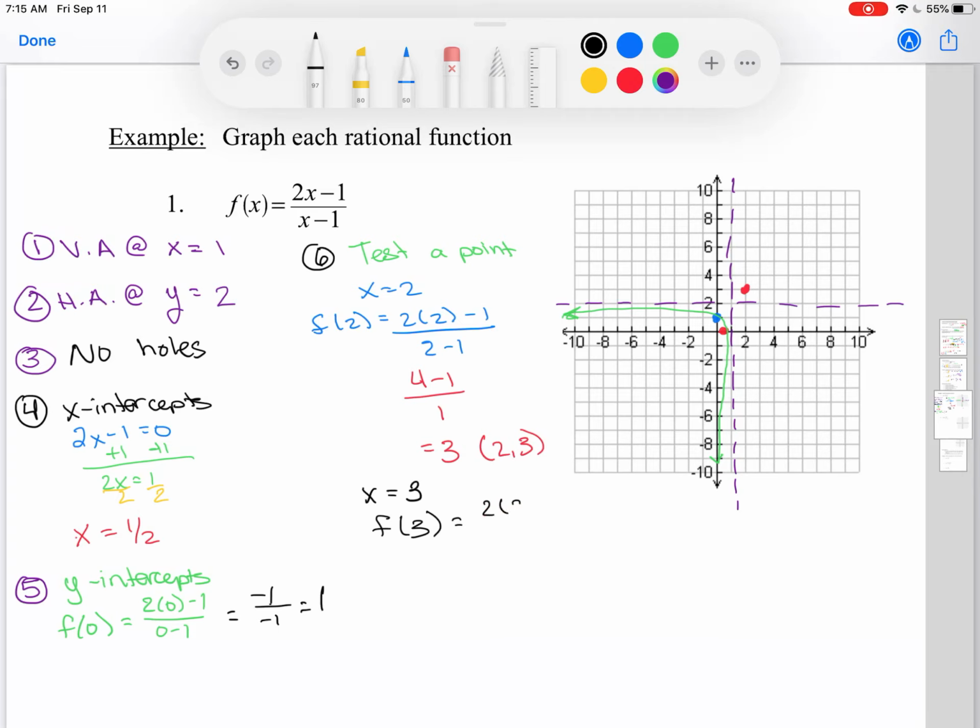And I'm going to do the same thing. F of 3 equals 2 times 3 minus 1 divided by 3 minus 1. Gives me 6 minus 1 divided by 2, and 5 over 2, which is roughly 2.5. So at 3, 2.5, I have my other point. So I go to my graph, and I'm going to plot a point at 3, 2.5.